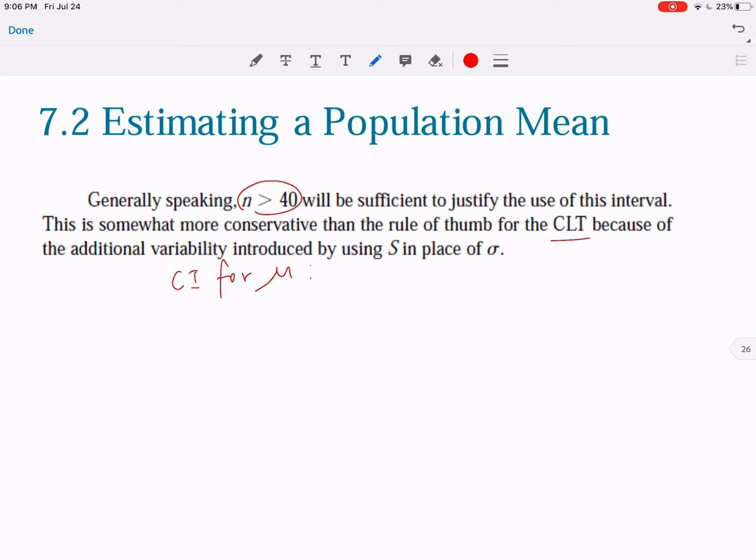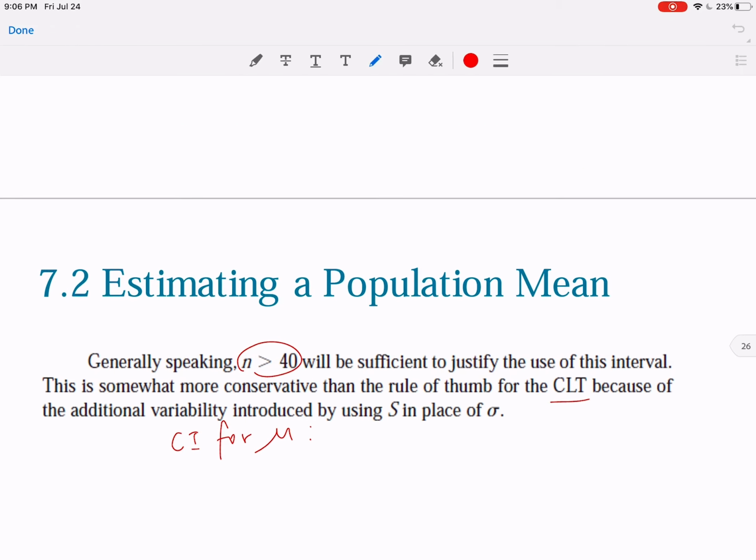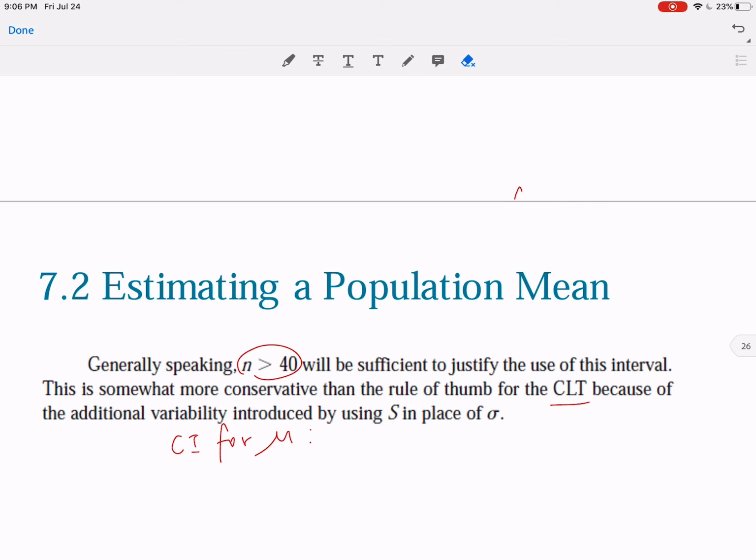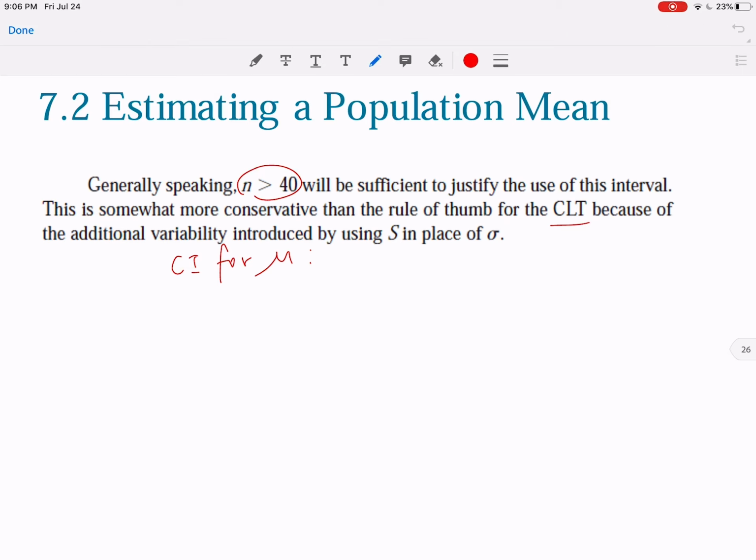first of all, you want to check the sample size. Case 1: the sample size is greater than 40. Once this happens, the confidence interval would be x bar plus or minus z sub half alpha times the little s over square root of n.